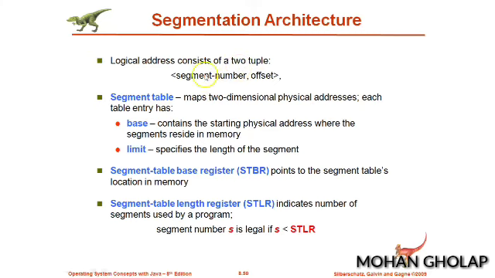The first one is segment number and the second one is the offset. So this segment number is going to be used in order to identify a particular segment.